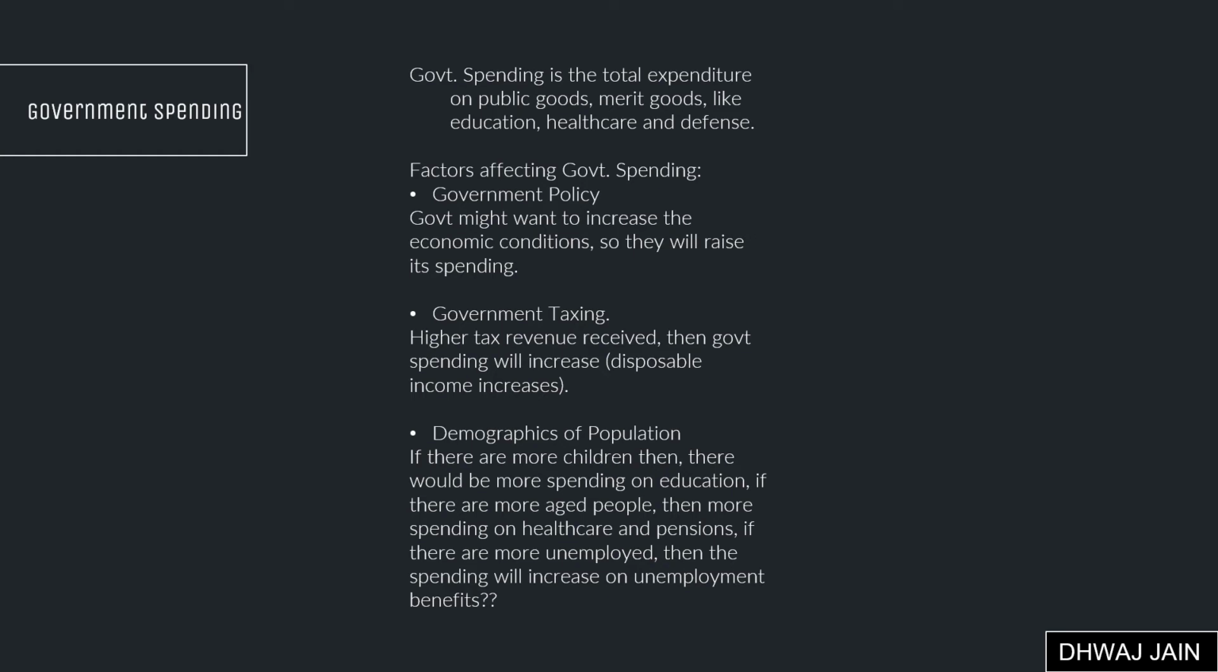This government policy directly affects aggregate demand, not really a point which affects government spending. But the government spends on policy, so that spending on policy is also government policy, and the way they spend it in the economy is also considered government spending through a policy. Okay, government taxing: the higher the tax revenue received, the more the government spending will increase, obviously.